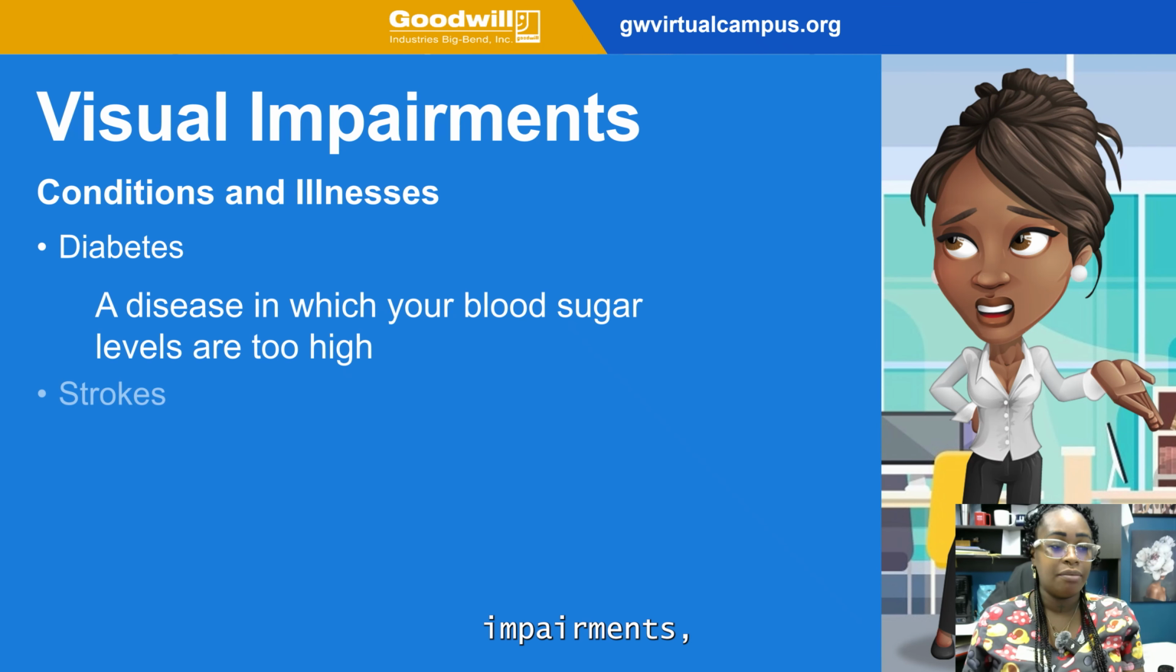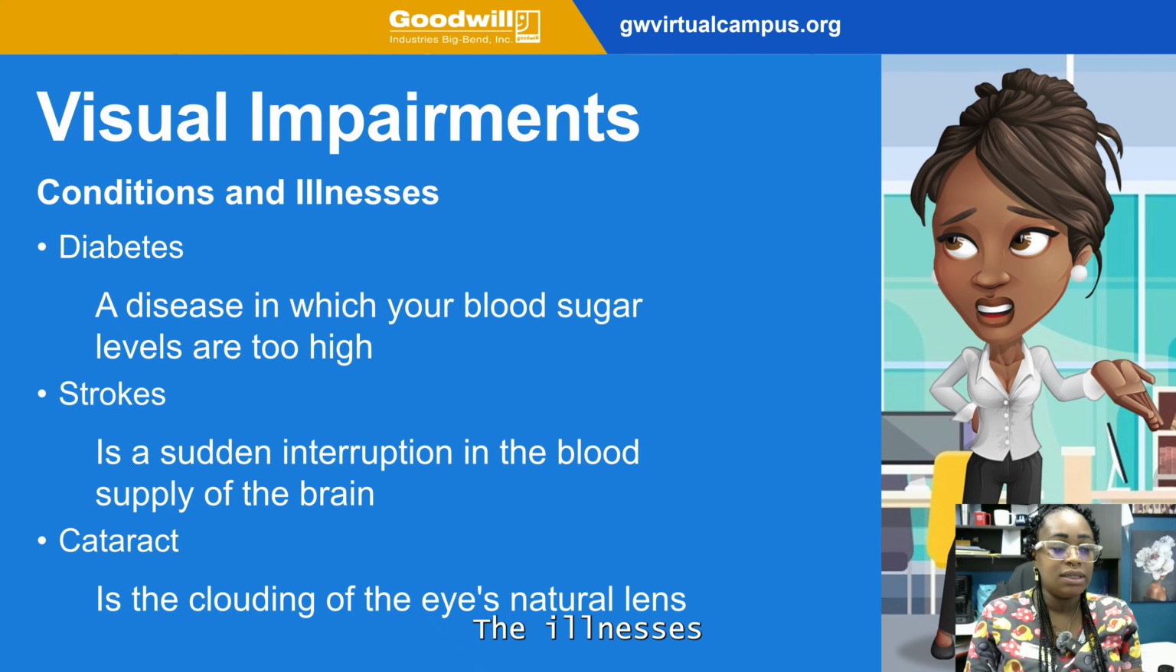When it comes to visual impairments, there are some conditions and illnesses that we're going to run into, which are diabetes, strokes, and cataracts. Diabetes is a disease in which the sugar in the blood levels is too high. Strokes are a sudden interruption in the blood supply to the brain. Cataracts are a cloudiness of the eyes or the natural eye lens. We will experience these throughout our healthcare career because everybody is here to get help no matter what they're going through. So we just need to know how to maneuver around in certain situations.